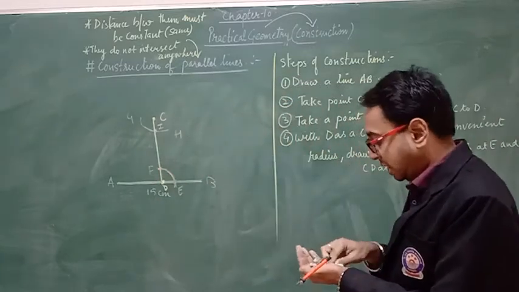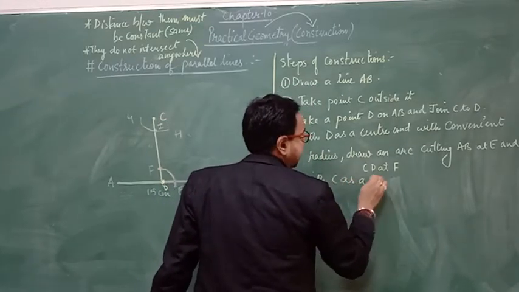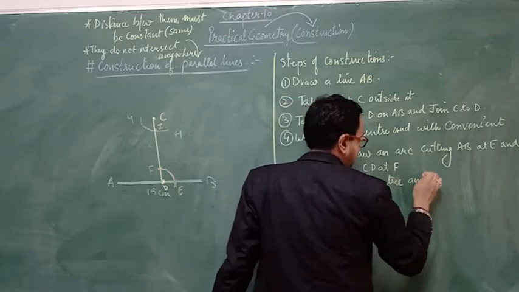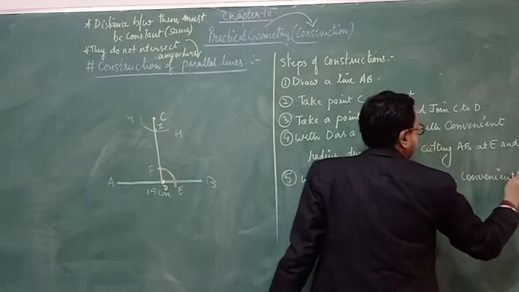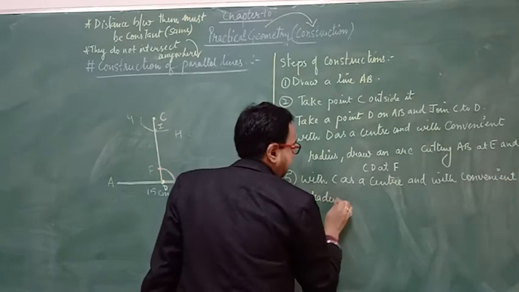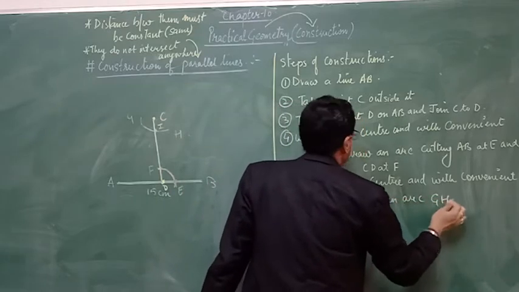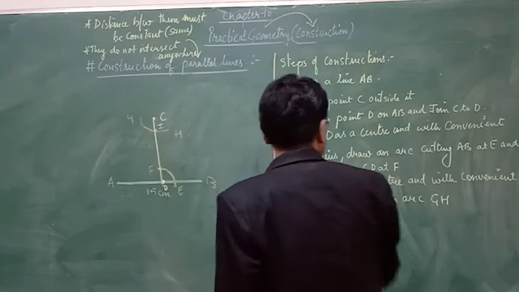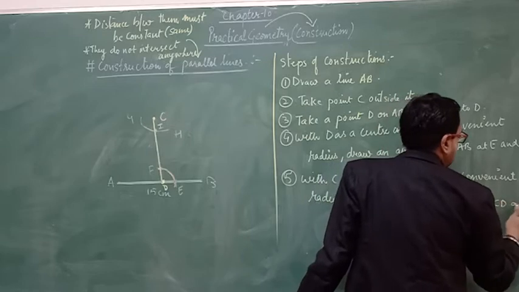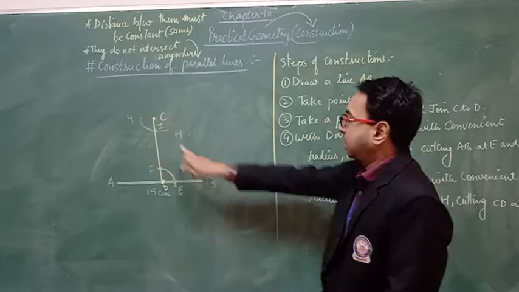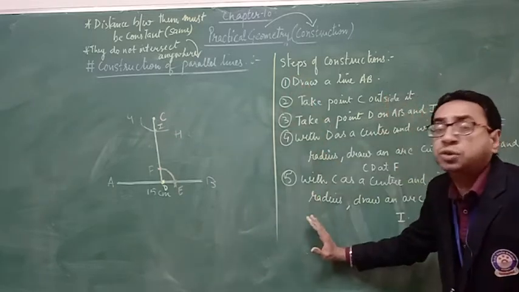So what will you do next? Next step, with C as a center and with a convenient radius, draw an arc GH. I have given the name of this arc as GH, cutting CD at point I. Clear?